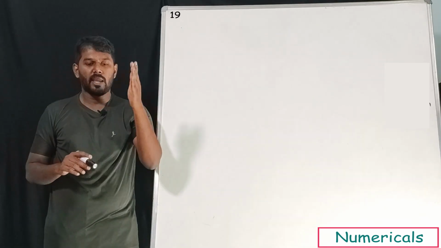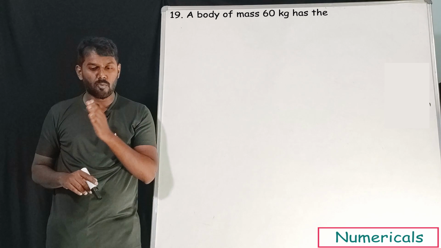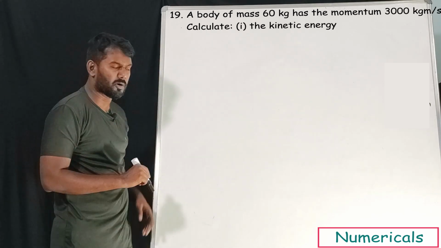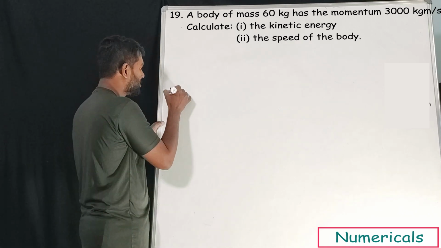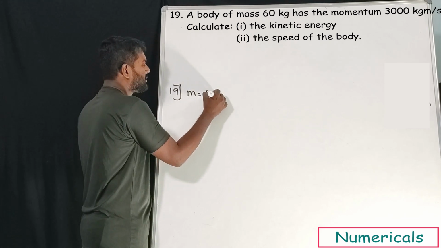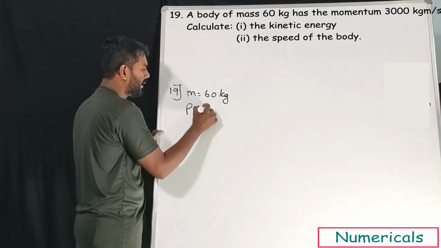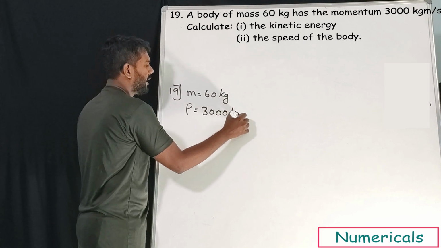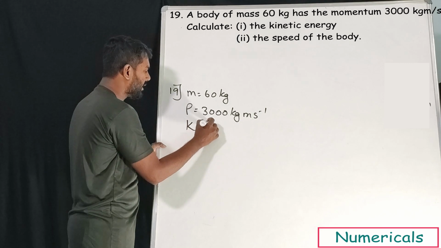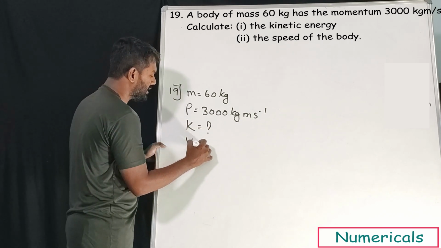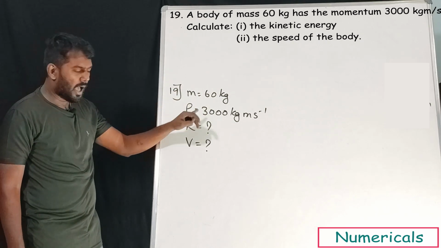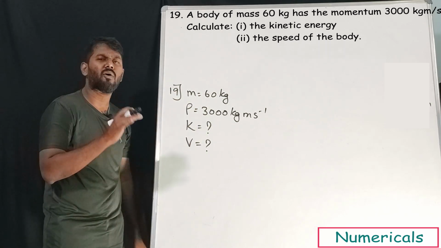Question number 19. A body of mass 60 kg has a momentum 3000 kg meter per second. Calculate the kinetic energy and the speed of the body. First we will write the given data. They have given mass as 60 kg and momentum, that is 3000 kg meter per second. Then we have to calculate kinetic energy and speed of the body, that is nothing but v. Now they have given mass and momentum and they are asking the answer for kinetic energy. How can we find this?